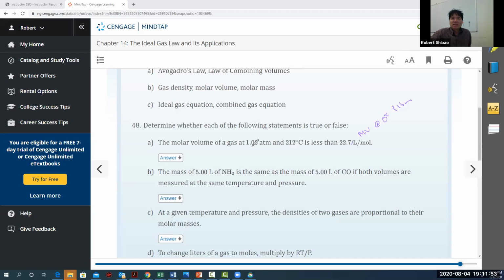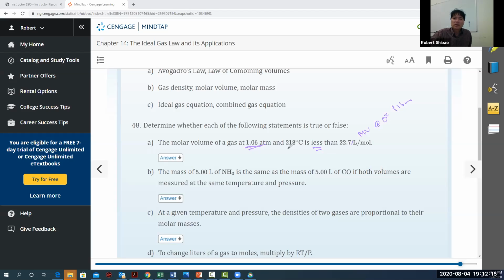And so this is 1.06 atmospheres. A bar is about 1.01 atmospheres, so there are 1.01 bars in an atmosphere, and a bar is like 0.9 something atmospheres. So this is a little higher pressure, and with a little higher pressure, the volume should be less. That's correct.